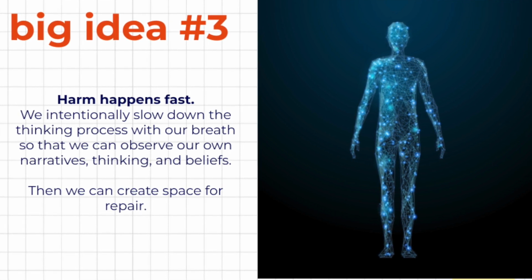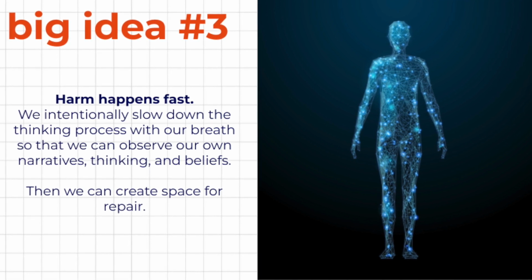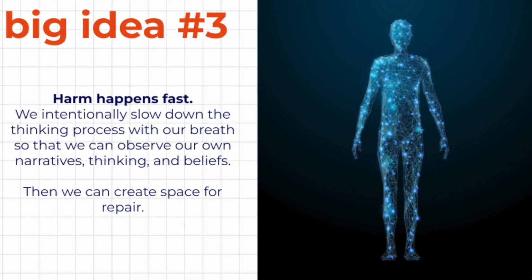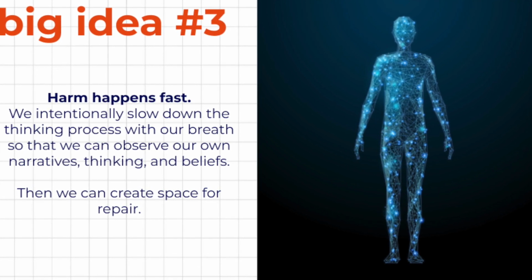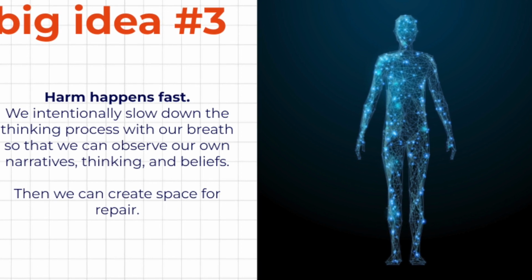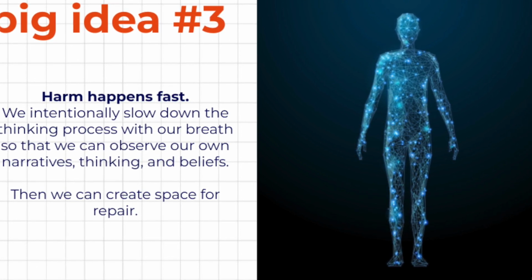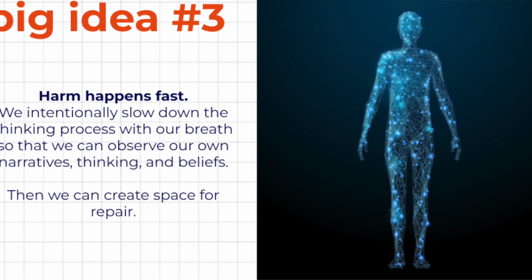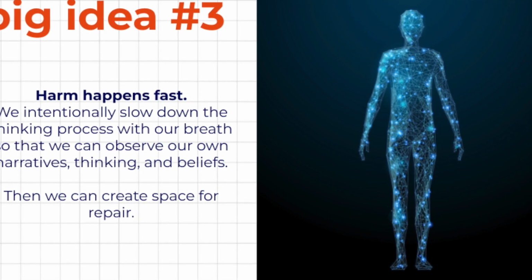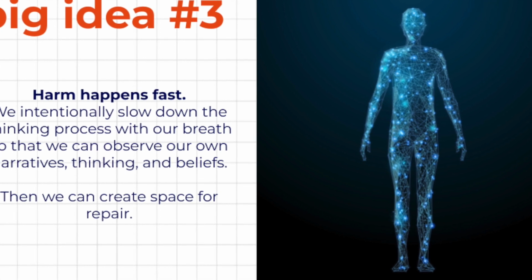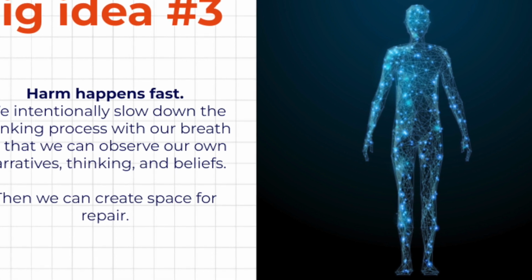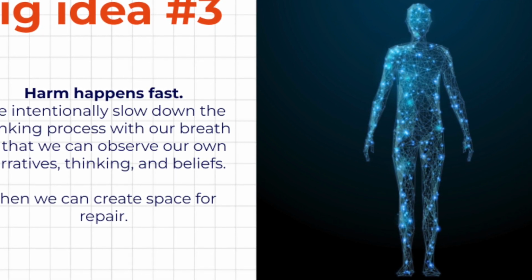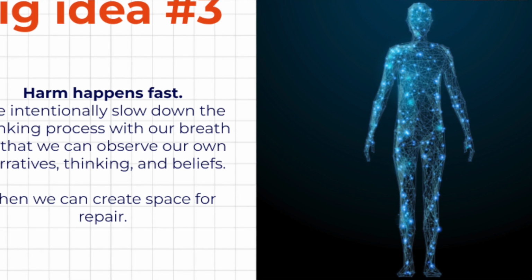Big idea number three: harm happens fast. So we intentionally slow down the thinking process with our breath so that we can observe our own narratives, thinking, and beliefs. Then we can create space for repair. And this is such a big lesson that I've learned over time, that harm does happen pretty fast and it makes our heart beat faster. It makes you want to take action faster. But when you use the breath to slow things down, it gives you space to think and be clear, and it helps make the repair process so much better. And we'll talk a little bit about how we're going to slow down this process.